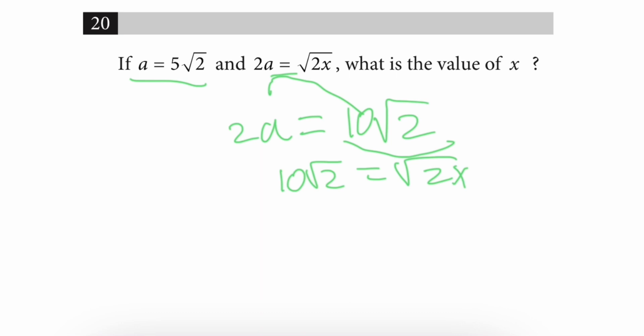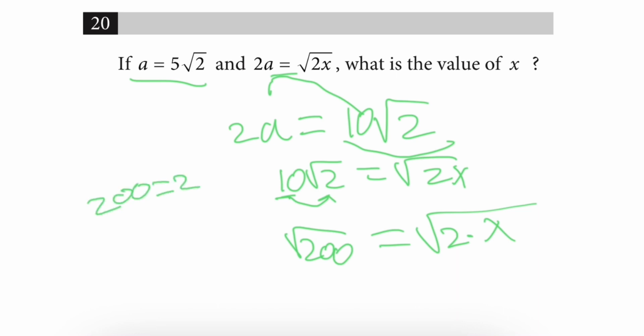Now, a thing about square roots is this 10 out here could be back in here if we just squared it. So this would just be the same thing as root 200, because 10 times 10 times 2 would be 200. And that's equal to root 2 times x. So 200 is equal to 2x. So if we divide both sides by 2, we'll get that x is just 100.